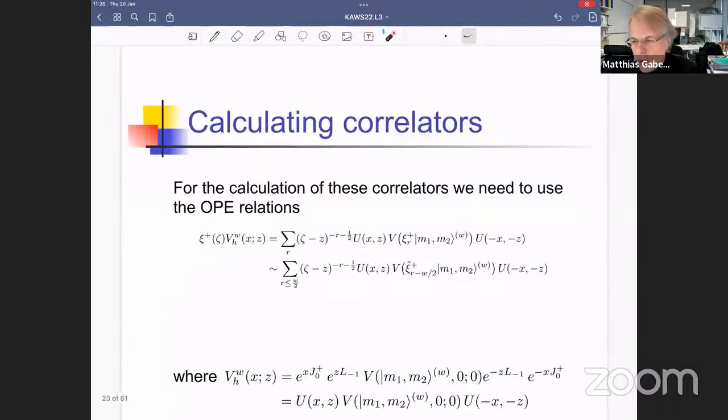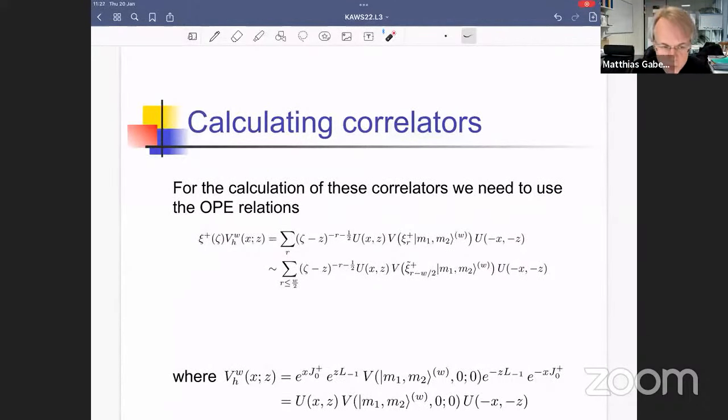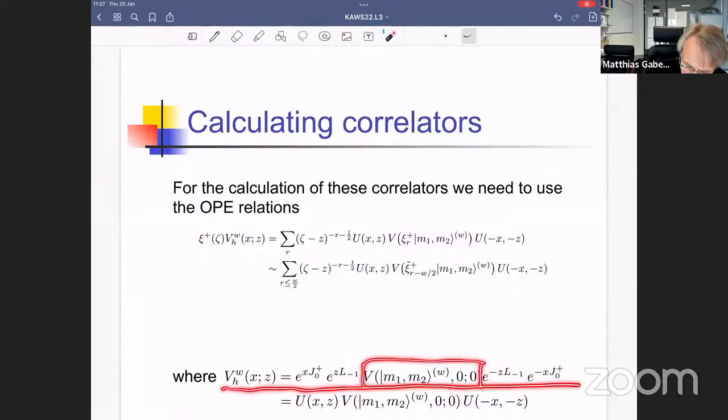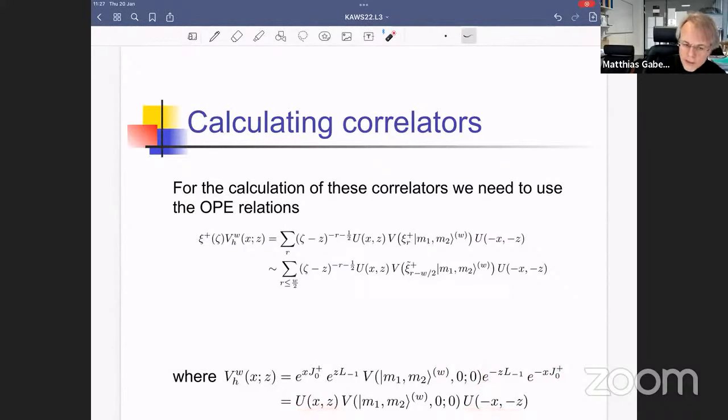And this is where spectral flow now plays a very important role. So how does this work? Remember, the vertex operator is the vertex operator evaluated at zero, and then it's conjugated by this translation both in target space and in space-time. I summarily denote this by U of x and z. So U of x and z is just this combination. So when I bring this vertex operator close to this vertex operator, there is this U standing here, because that's the definition of the vertex operator as a function of x and z.